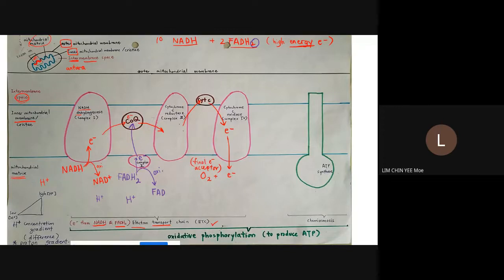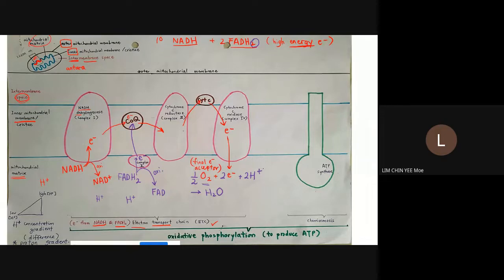CoQ to complex 3, which is cytochrome C reductase, and then pergi cytochrome C, and then cytochrome C oxidase complex 4. Barulah dia sampai oxygen molecule, which is the last electron acceptor. And kita nak balance equation. That's why this is half. And that's how we get water, which Jordan asked yesterday. This is the byproduct of cellular respiration.